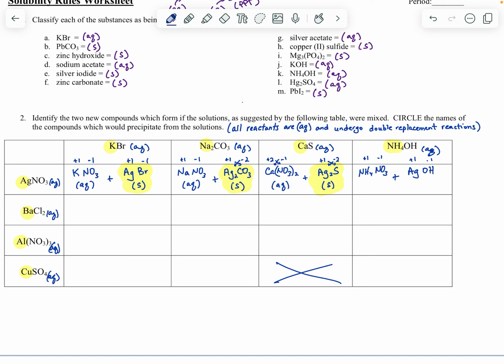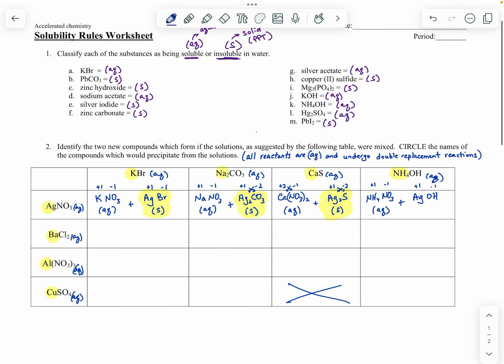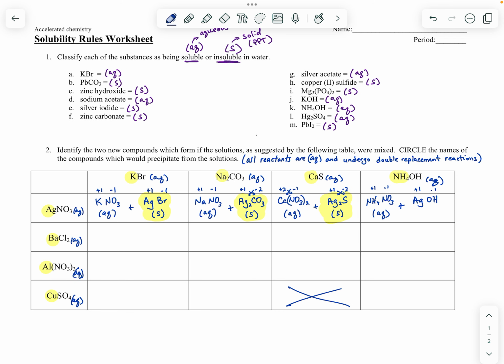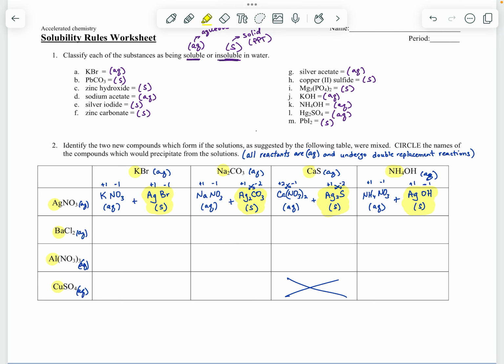So you see how I have to remember to balance the charges out to make sure I have the correct chemical formulas. According to our rules, ammonium and nitrate, those together are very soluble. And the silver and the hydroxide group here is going to form an insoluble product. It's not always going to be the second product, right? That's just how this worked out, the way that I did it.